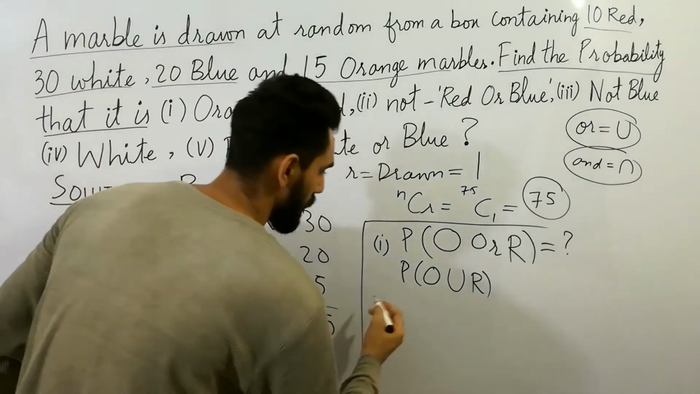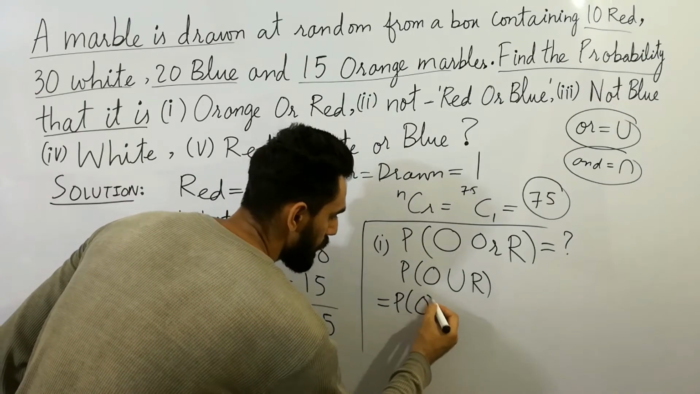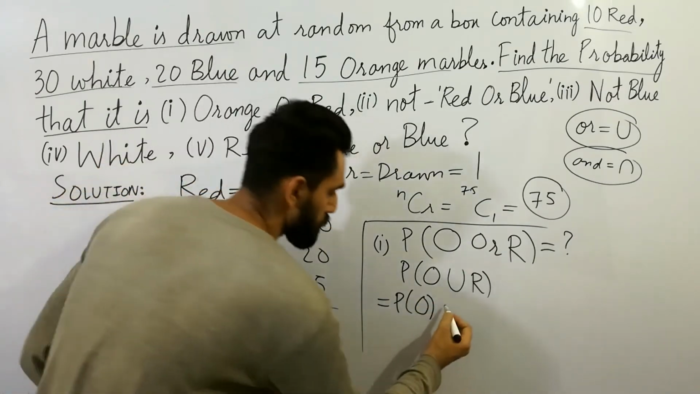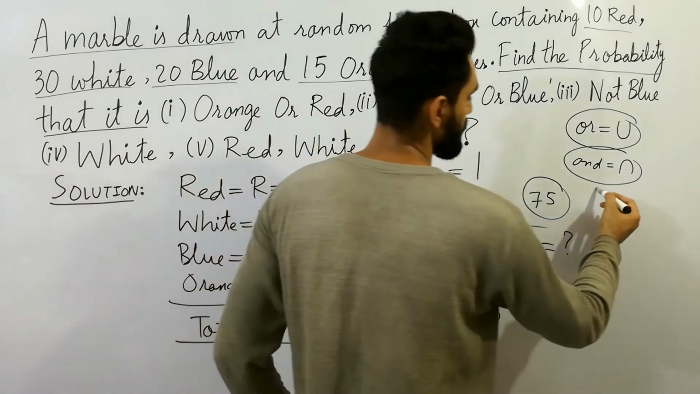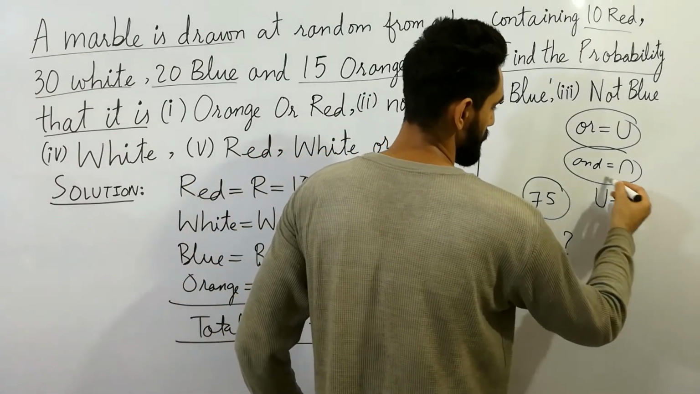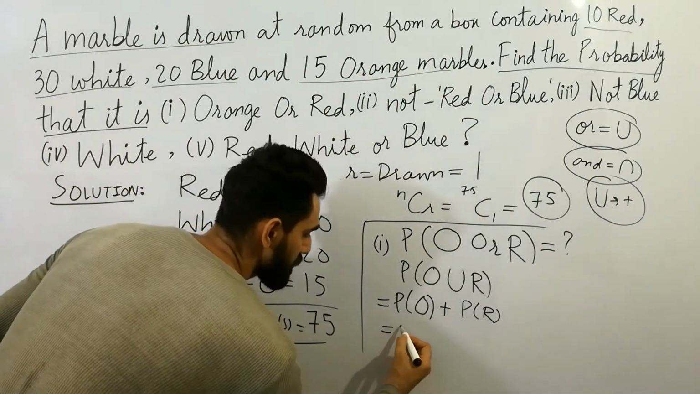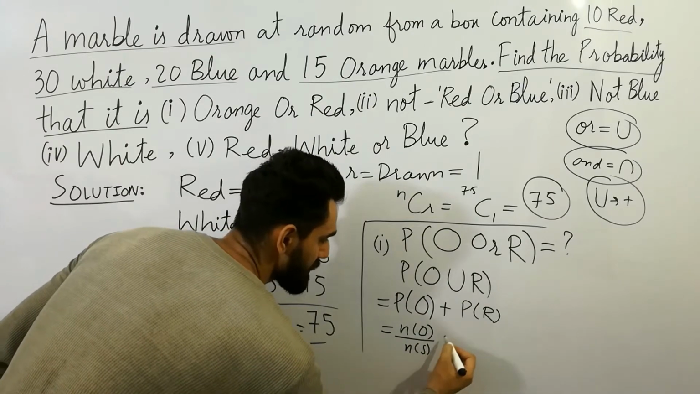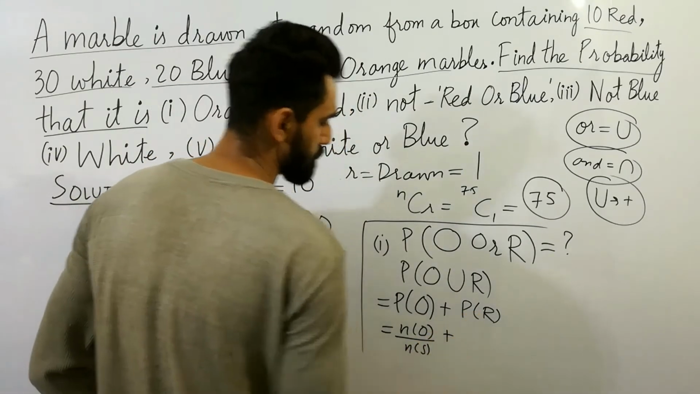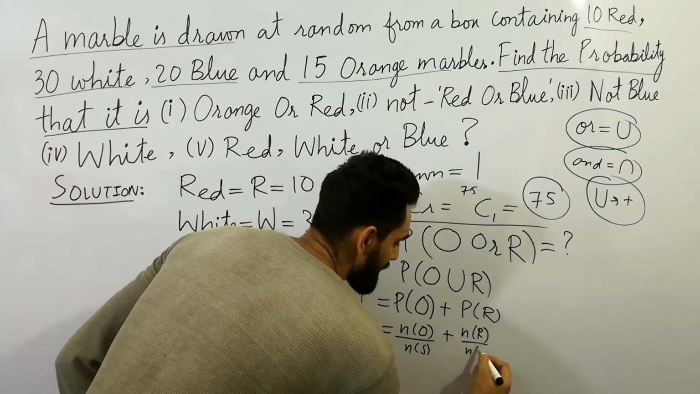Now I'm going to calculate. Must remember that the probability of O union R is equal to the probability of O plus the probability of R. Union converts into plus. So the probability of O is the number in O divided by the number in sample space, plus the number in red divided by the number in sample space.